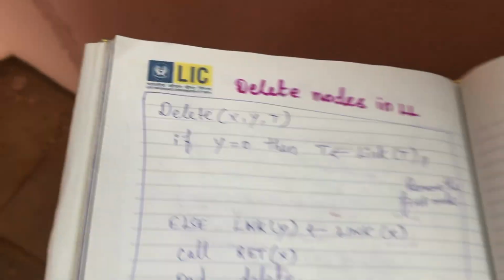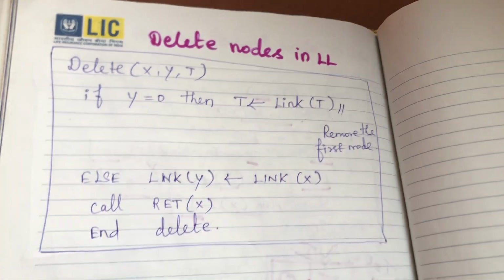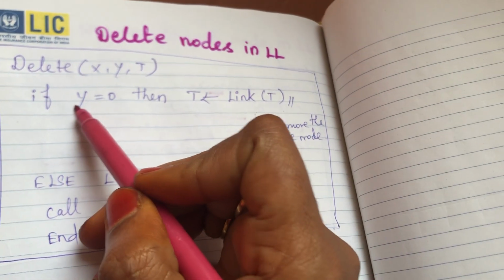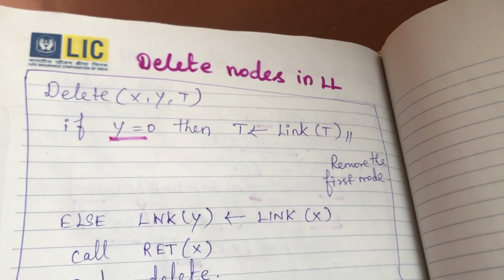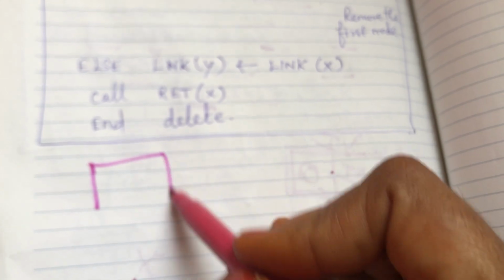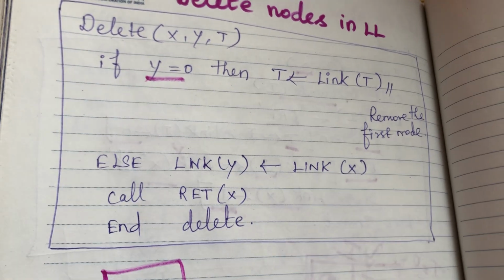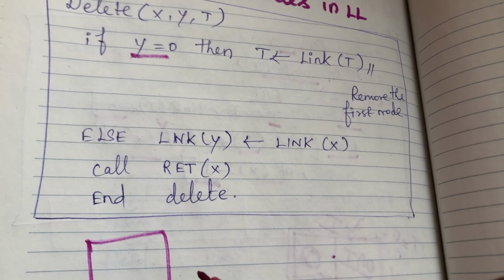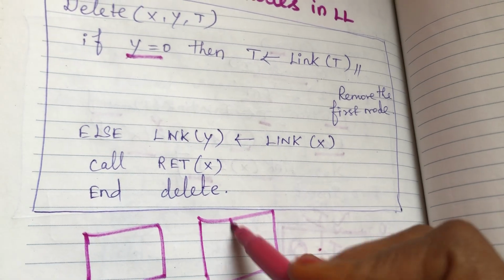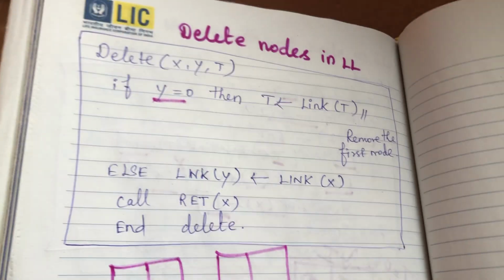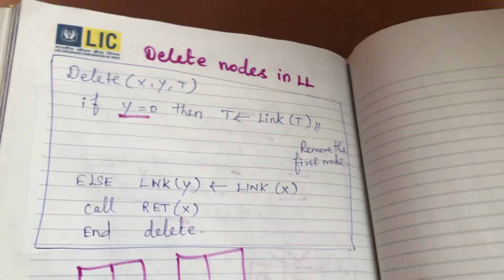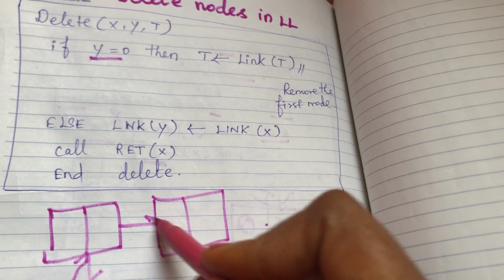Next one is delete. How to delete nodes in a linked list. Delete of x, y, t. If y equals 0, then t is given to link of t. That is the first node. If y equals 0, it means I am going to delete the first node. This is pointing to t. Link of t is pointing to this node.